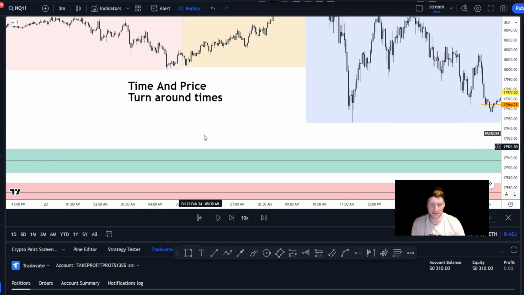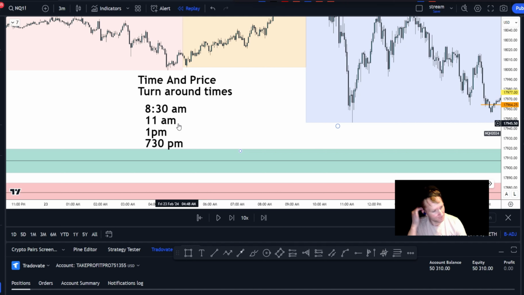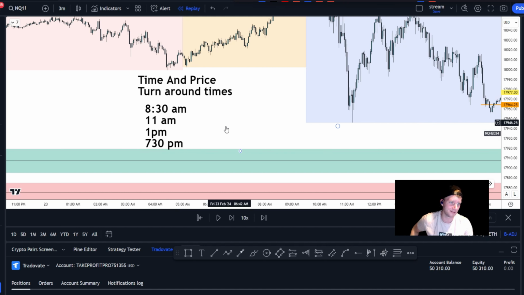time and price. I call these turnaround times. These are the main 4 that I will look for throughout a 24-hour period. Still got macros for every 10 minutes of the day, but what's the point if it's not something that's rare or doesn't happen very often? Then it's likely the win rate's not going to be that good.